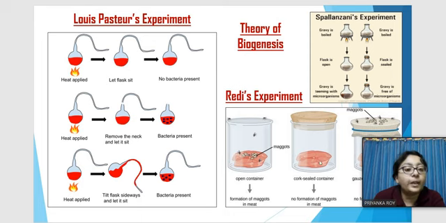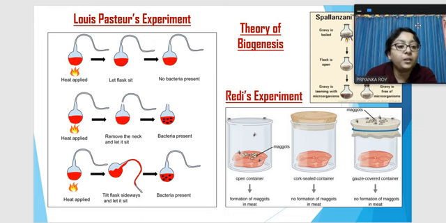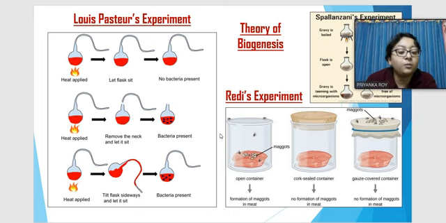So Redi also performed this experiment. He kept meat in an open container, and of course there were maggots in the meat, because flies came and laid their eggs. But when it was in a cork sealed container, then there was no formation of maggots.